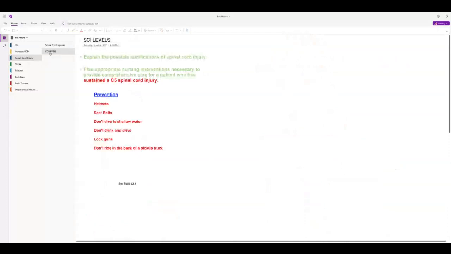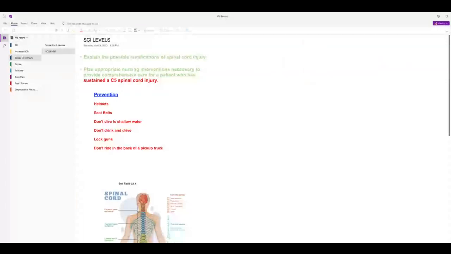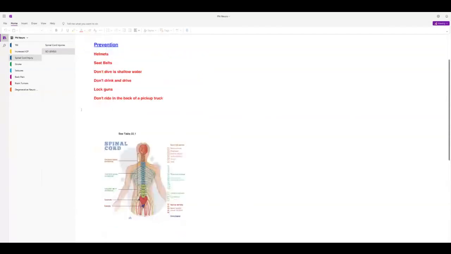Okay, now prevention, that is very important. Everybody should be wearing helmets if they're on wheels, okay? Skateboards, razors, roller skates. If you're on a wheel, you need a helmet. Everybody should wear seat belts. They shouldn't dive in shallow water. Don't drink and drive. Don't drink and do drugs and drive. Lock up your guns and don't ride in the back of a pickup truck. Just things like that to prevent spinal cord injuries and head injuries.